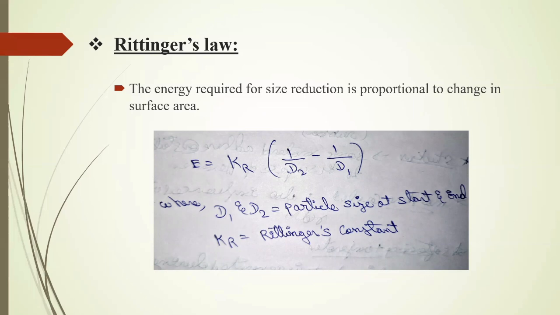For this, the equation is E equals Kr into (1/D2 minus 1/D1), where D1 and D2 are the particle sizes at the start and the end. Means D1 is the initial particle size and D2 is the particle size after reducing the size. And Kr is nothing but Rittinger's constant.